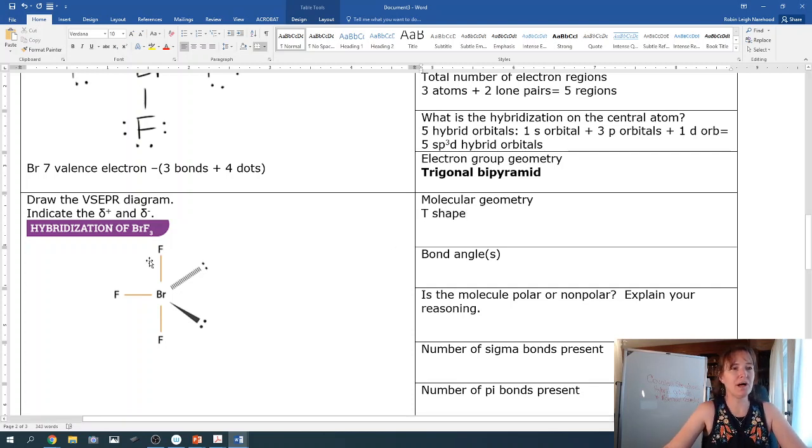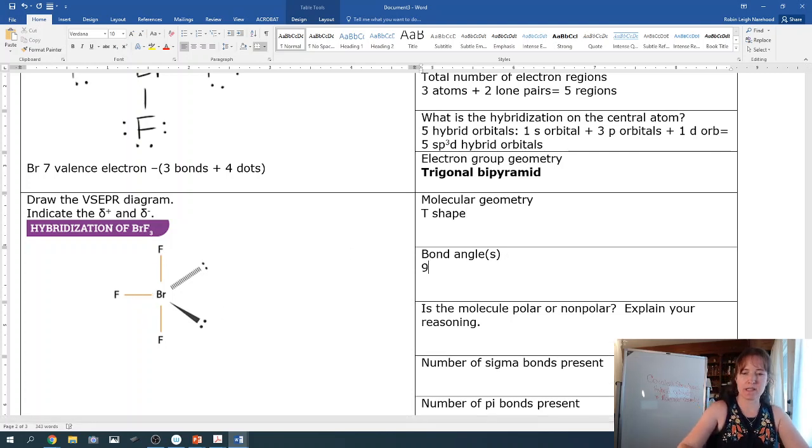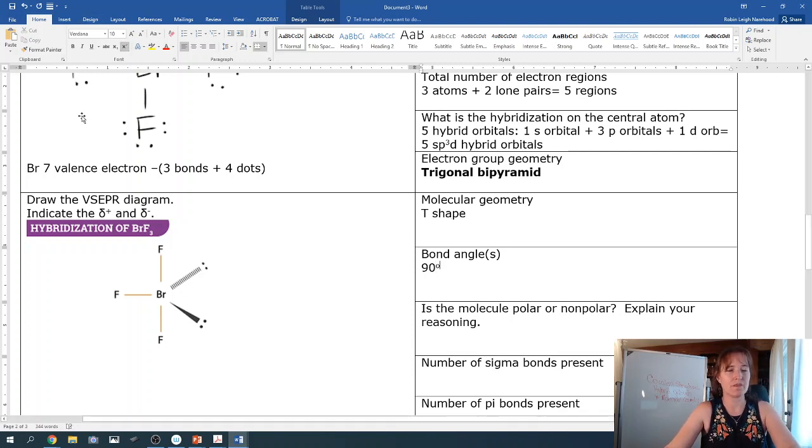And we're just looking at bond angles. And so here's an angle from this fluorine to this one and this one to this one. So the bond angle is just 90 degrees. This one does not have the 120 because the other things that are in the 120 degree plane are lone pairs, which are not bonds.